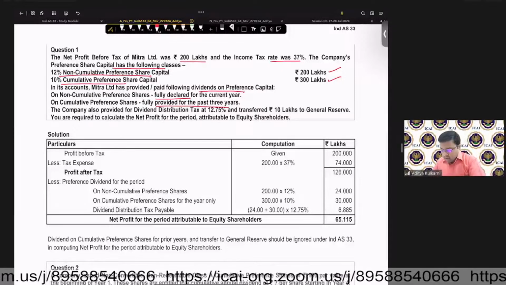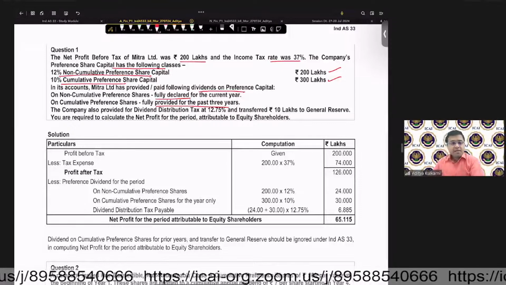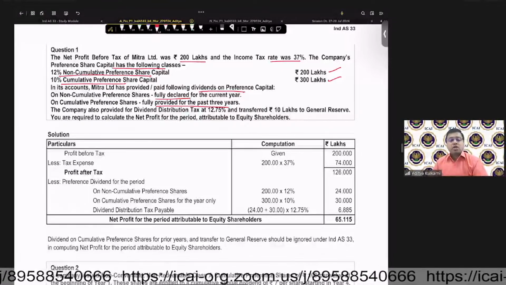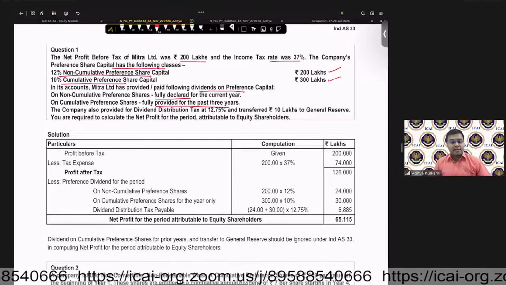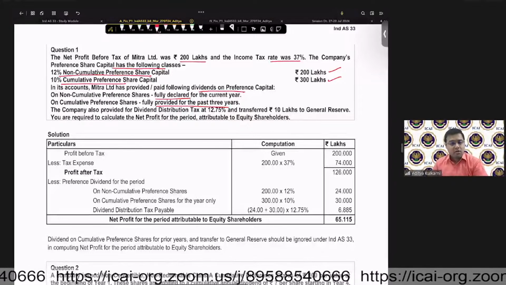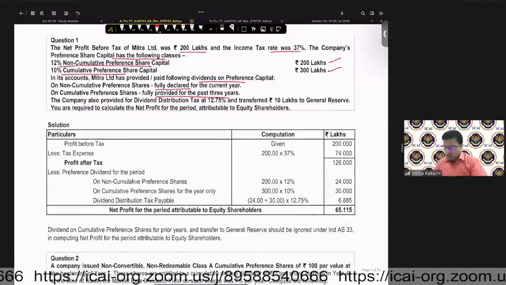Now, will you consider for the entire 3 years? Answer is no, because they're cumulative. You would have considered 2 years in the previous periods. So only what is pertaining to the current year is what you are going to include.